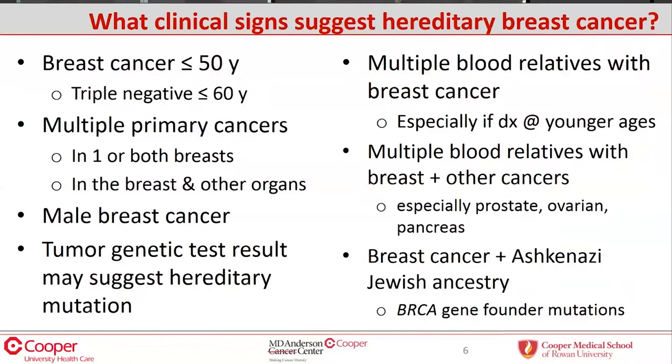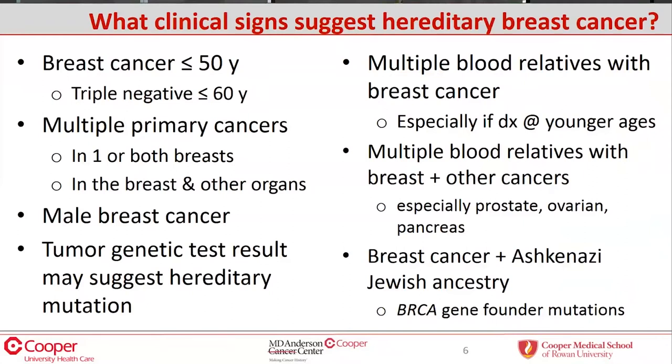Also, the idea of Eastern European or Ashkenazi Jewish ancestry in breast cancer. We do know that people of that ancestry who have breast cancer have a little higher chance than others with breast cancer to have specific what they call founder mutations or population common mutations in the BRCA1 and 2 genes, which are the two most common genes that cause hereditary breast cancer. So again, this is not an exhaustive list, but it gives you an idea of what we are looking for when we're thinking that the breast cancer in a person or a family might be hereditary versus just sporadic.